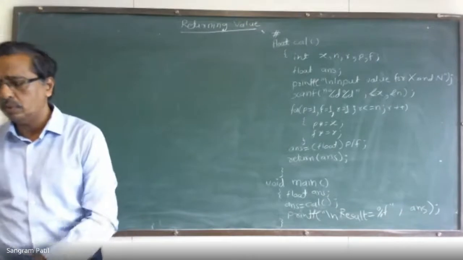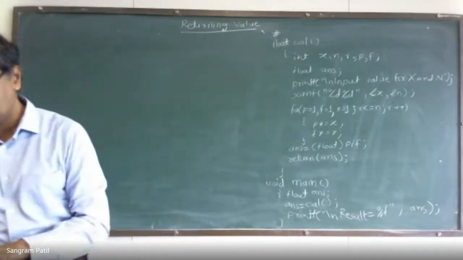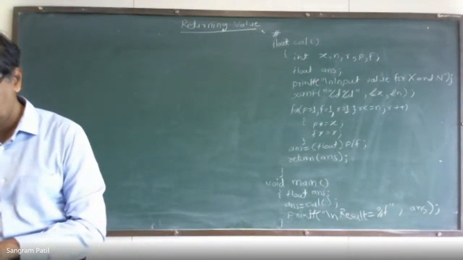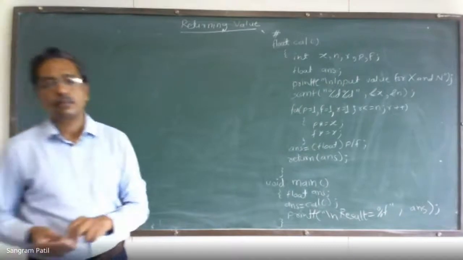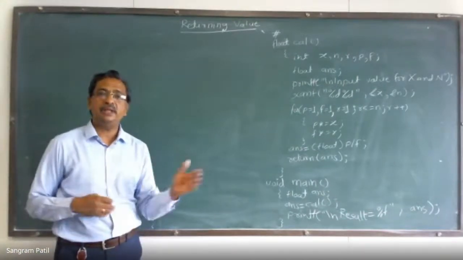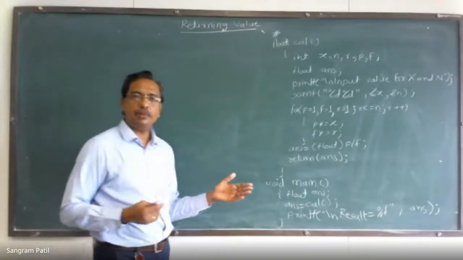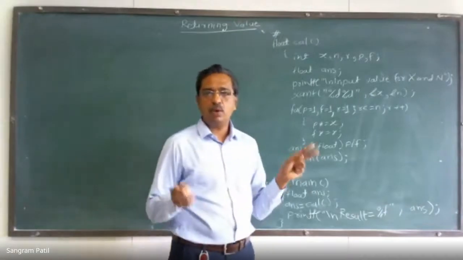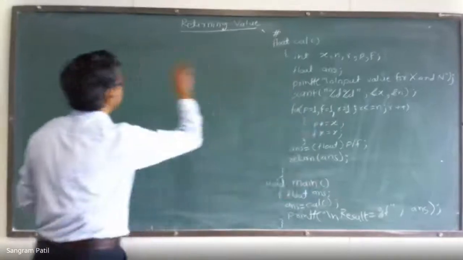And now we can make a combination of both. Passing as well as returning value. Last time we learned how to pass a value. This time we have learned how to return a value. We can make a combination of both passing and returning value like this.